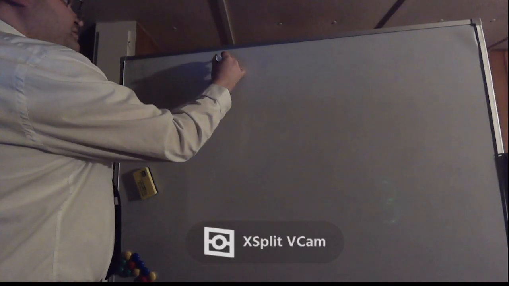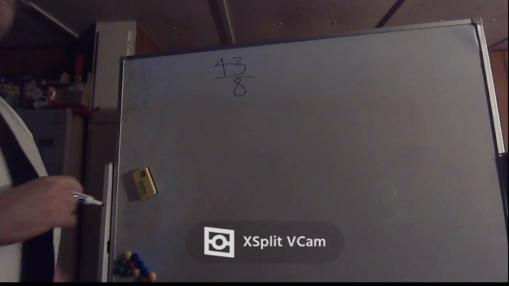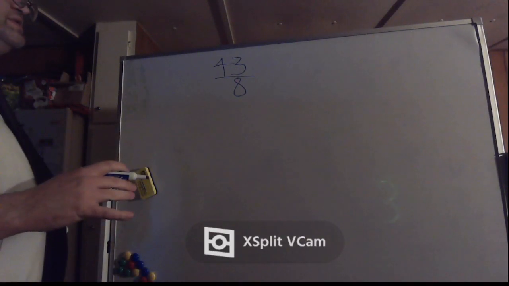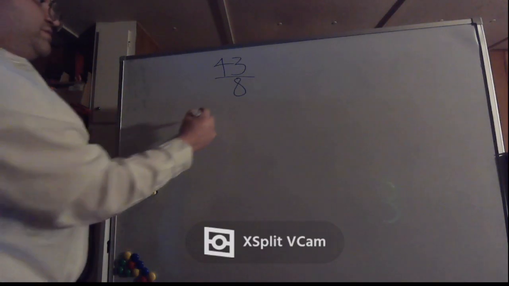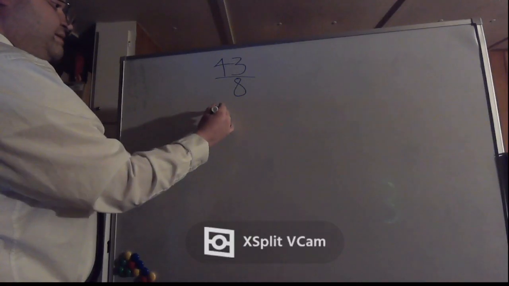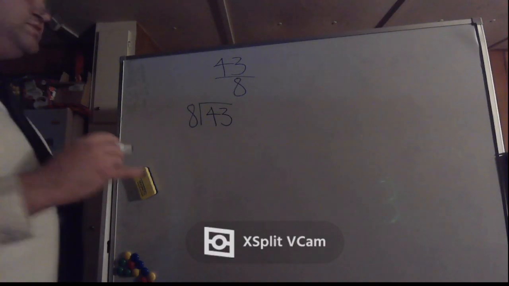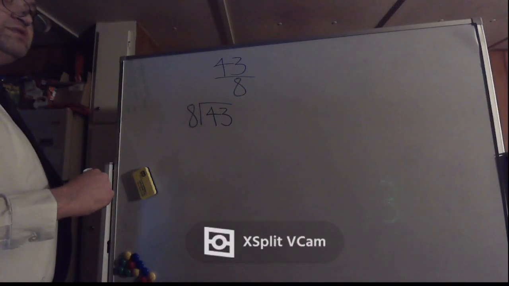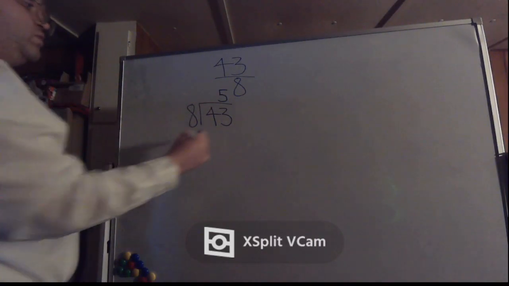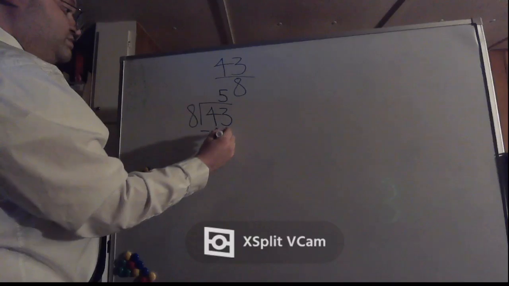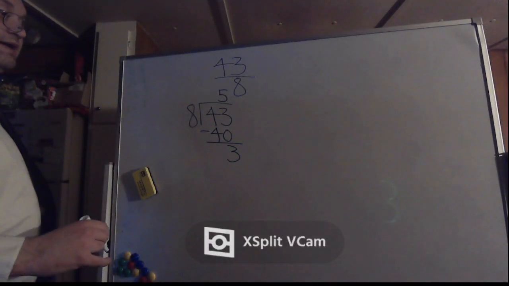Let's say I give you 43/8. Alright, so we have the improper fraction 43/8. Well, we want to convert it from an improper fraction to a mixed number, so we got to do some long division. You'll take that 43, you'll divide it by 8. So 8 goes into 43 how many times? 5 times. So 5 times 8 is 40. So you'll subtract 40 from 43, you'll get 3. You have a remainder of 3.